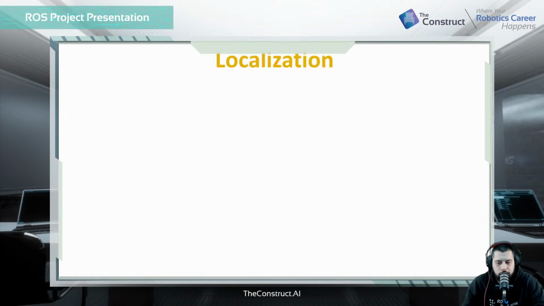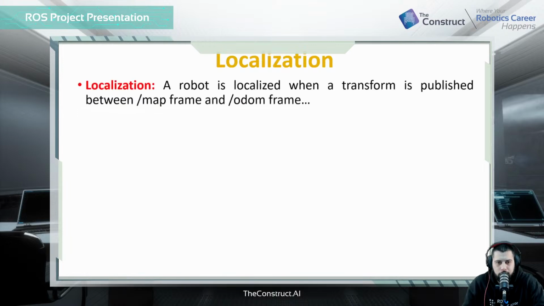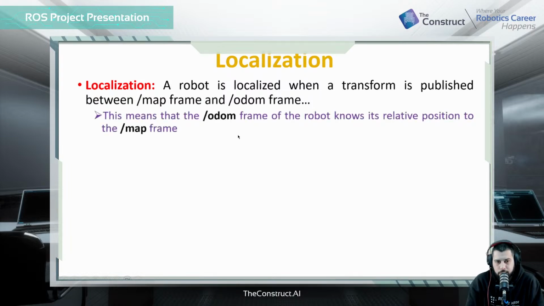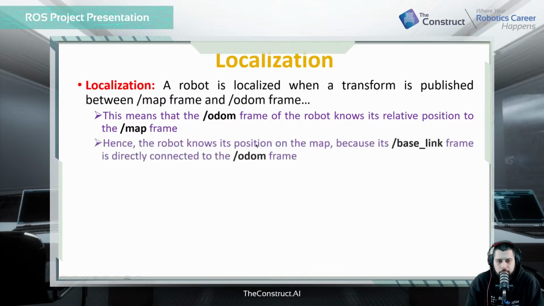So coming towards localization, localization is when a robot transforms between the map frame and the odometry frame. Localization basically means that the robot is able to localize itself or identify its location inside the arena or the map in which it is moving around. So we need localization to spot the robot inside the map.